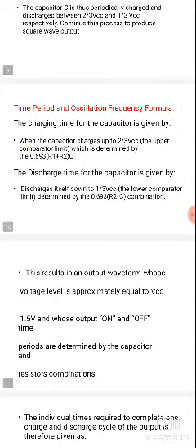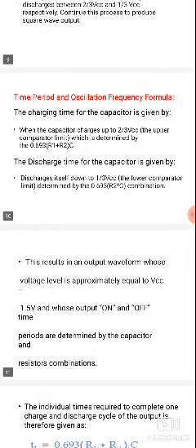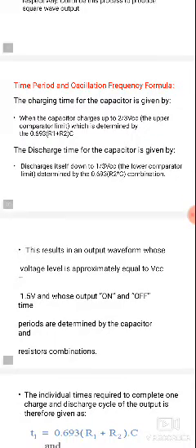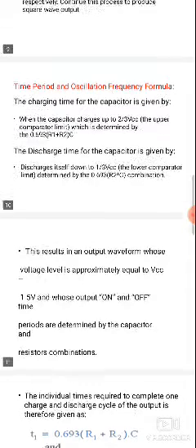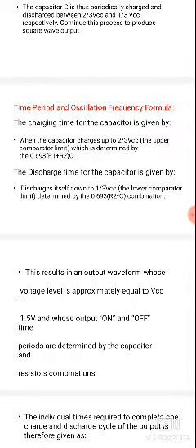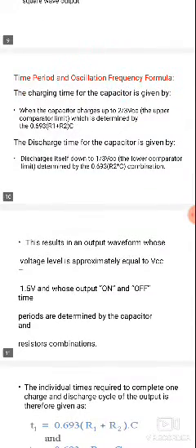So it moves from 1/3 VCC to 2/3 VCC, or 2/3 VCC to 1/3 VCC. 1/3 to 2/3 is changing from low to high; 2/3 to 1/3 is changing from high to low. Next, time period, oscillations and frequency formula. In the block diagram itself, whenever the voltage is greater than 2/3 VCC, the capacitor will be discharged through the resistor R2, and it will be charging with a time constant of (R1 plus R2) times C, going from low state to high state.